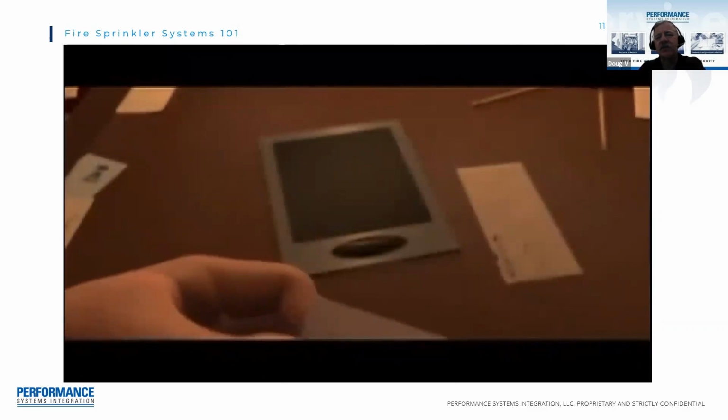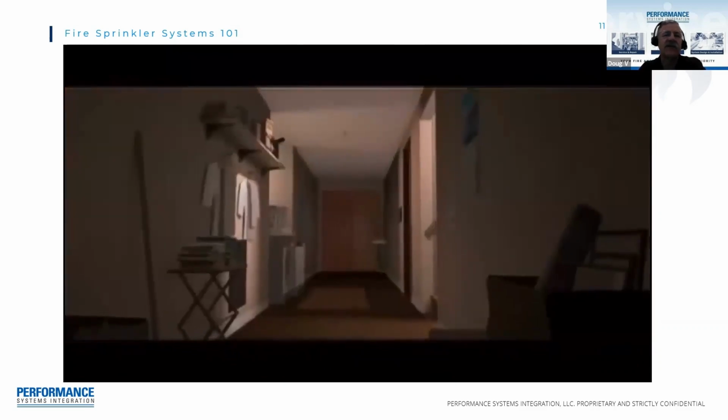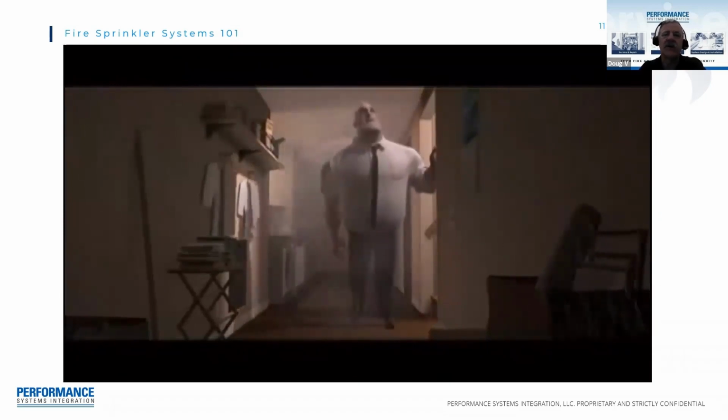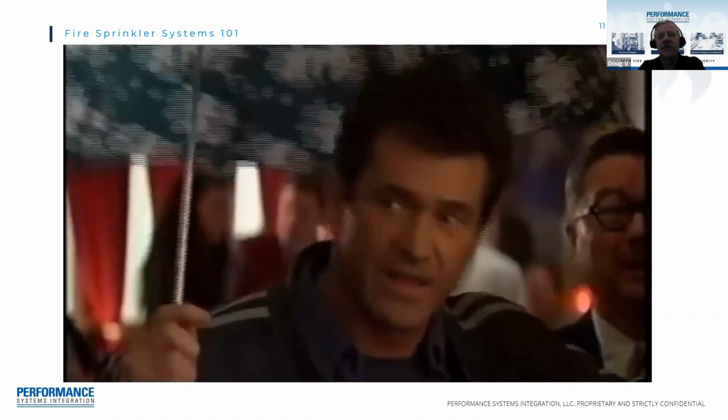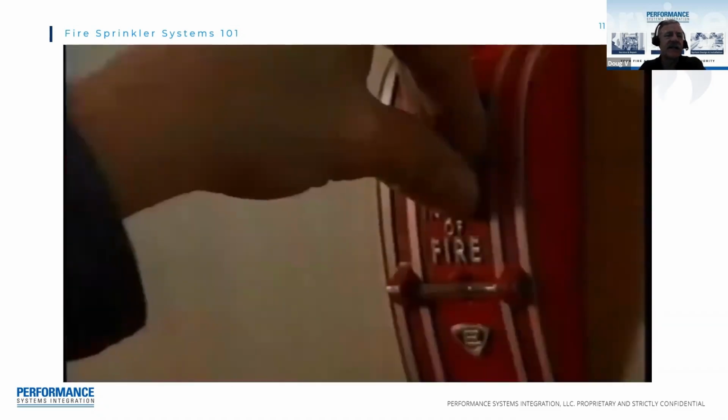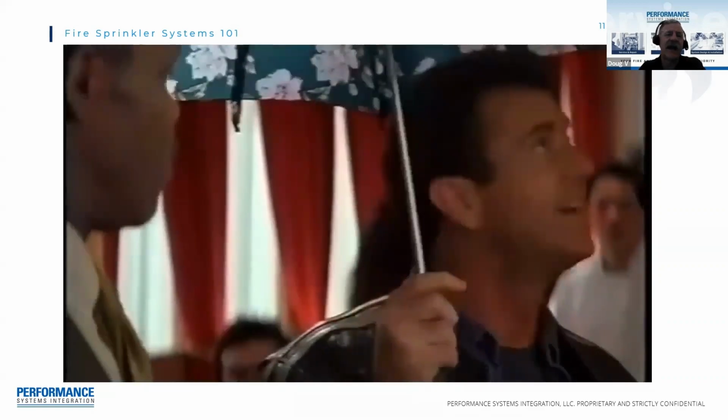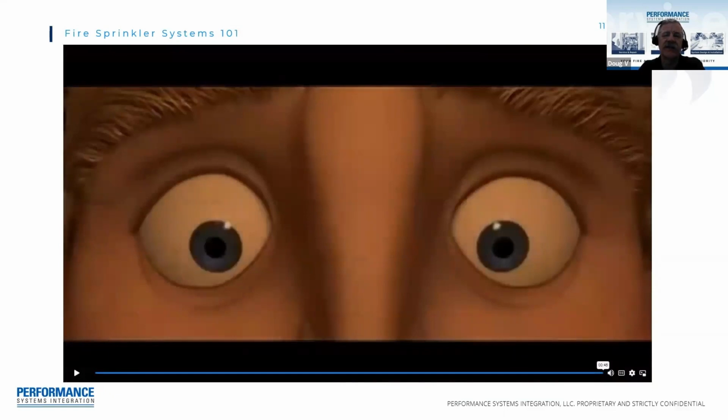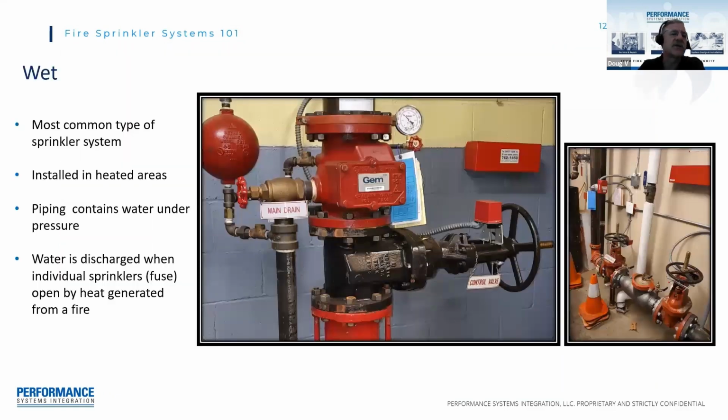Another common myth is that sprinkler heads are activated by smoke. That's absolutely not the case. Sprinkler head will not activate by smoke, only by heat. And one of our other common myths is that sprinkler heads can be activated by a pull station or a fire alarm, and that's absolutely not the case either. So we'll jump into our systems.